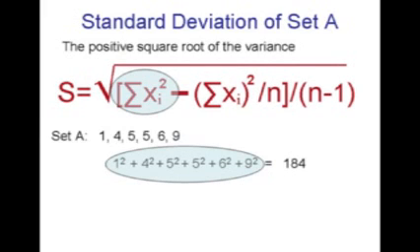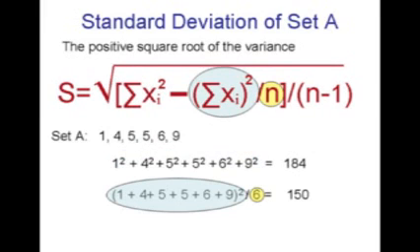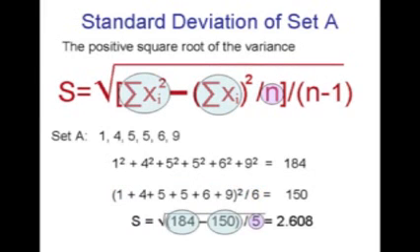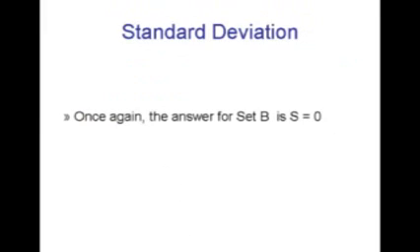First, we need to square all of the x's individually to get 184. Next, we add up all of the x's before squaring and dividing by n, which is 6. This gives a value of 150. So to solve the formula, first subtract 184 minus 150, then divide by the degrees of freedom 5, and finally take the square root. The standard deviation of set A is 2.608. Once again, set B has a standard deviation of 0.